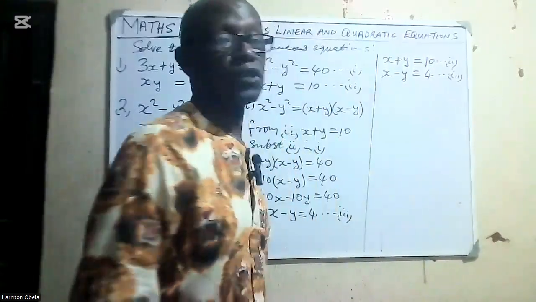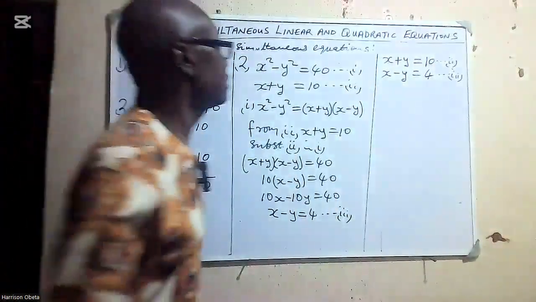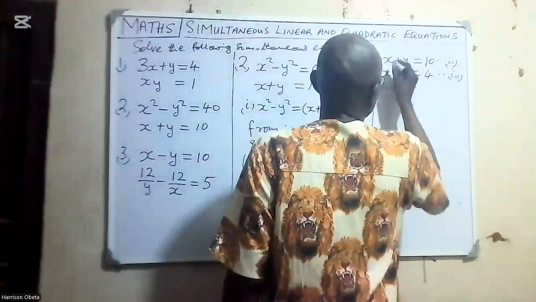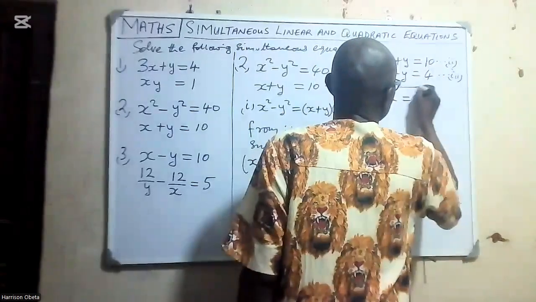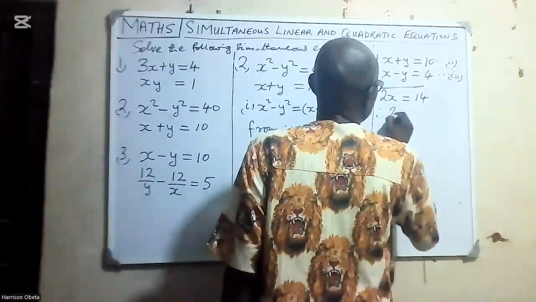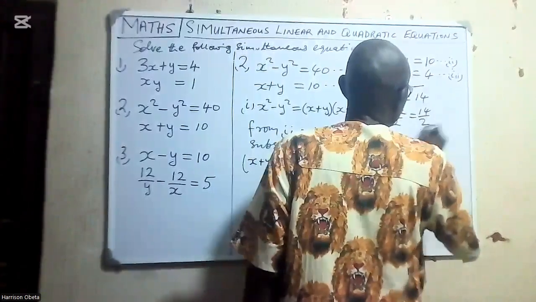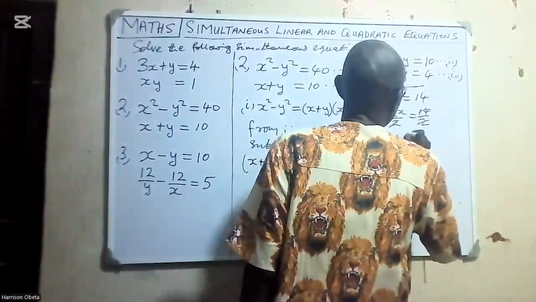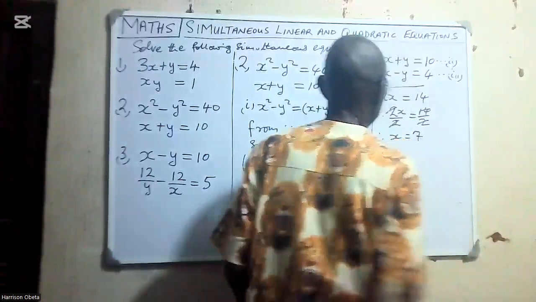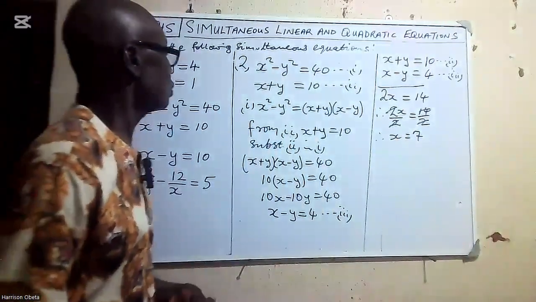Then you can add. In this case, you can see that we are going to eliminate, and that will give us 2x equal to 14. Therefore, 2x over 2 will give us 14 over 2. Divide, and that means that x is equal to 7. X is equal to 7, substitute in either equation 1 or 2.